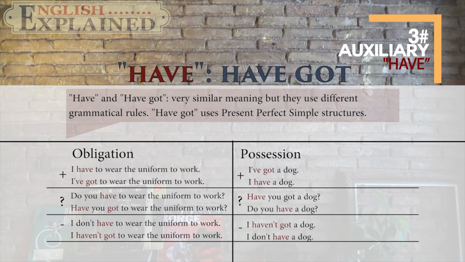And we can also express a possession. And for possession, we'd say, I have got a dog. I haven't got a dog. Have you got a dog? And then we could also simply use the verb have. I have a dog. I don't have a dog. And do you have a dog?